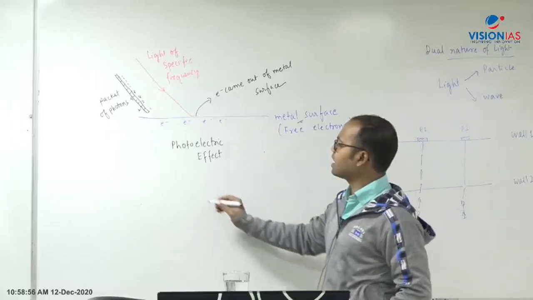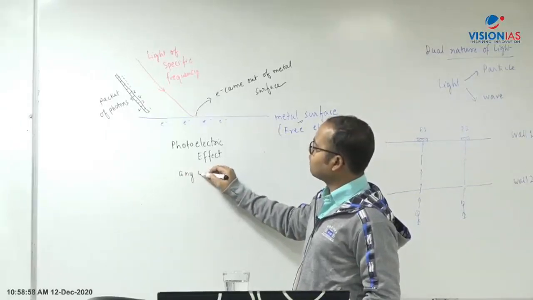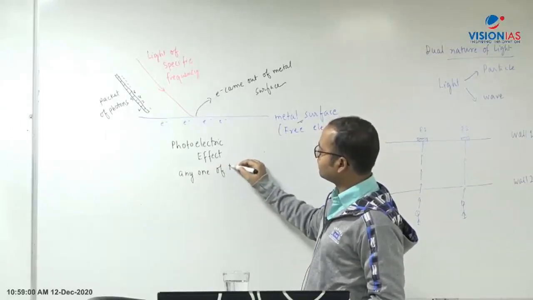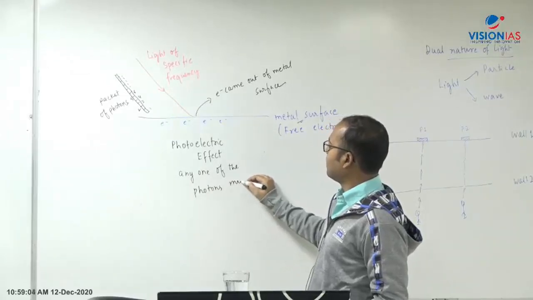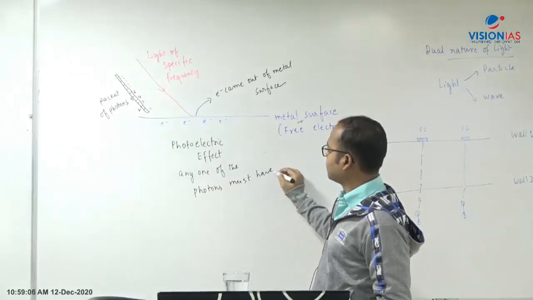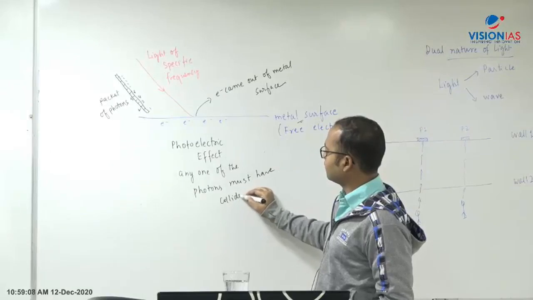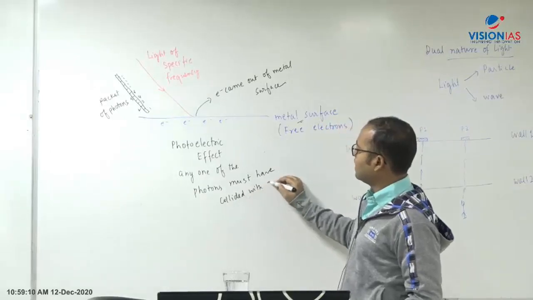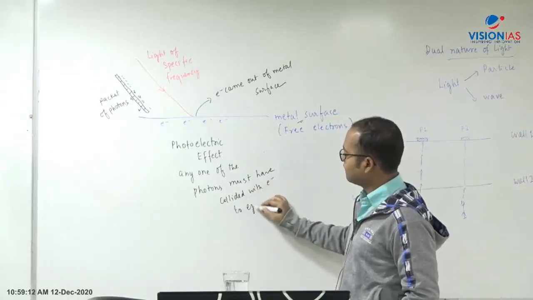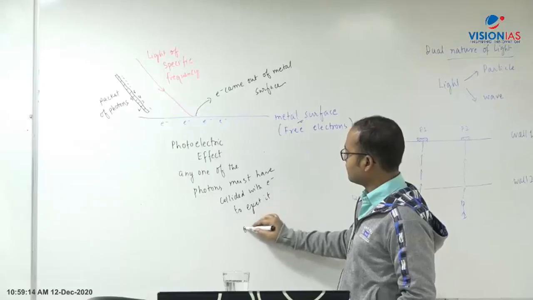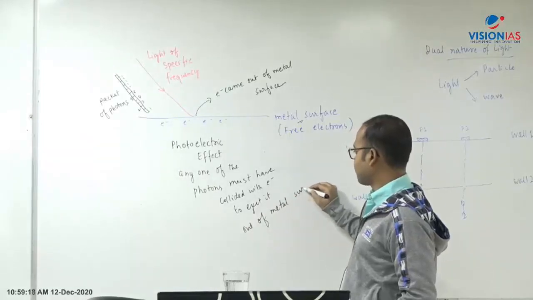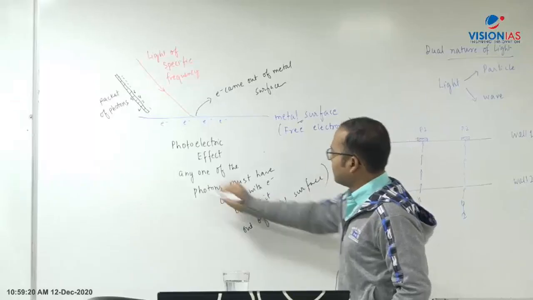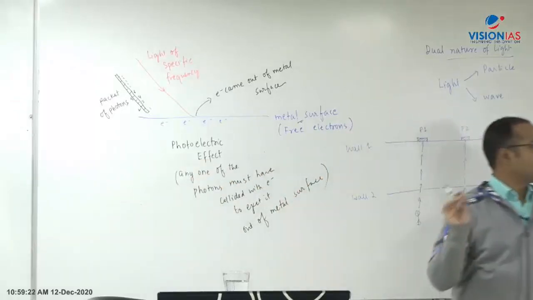So Einstein's deduction was that any one of the photons must have collided with electrons to eject it out of metal surface. I do understand this is difficult to understand.